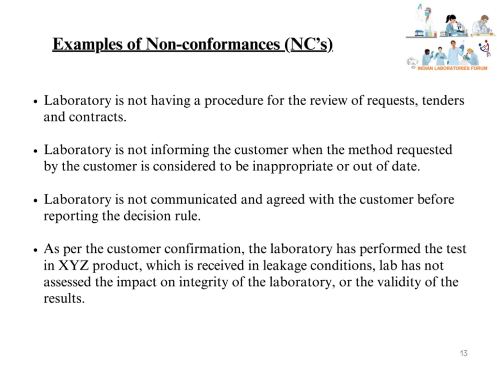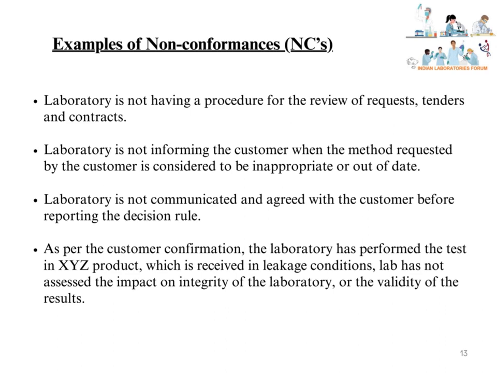Examples of non-conformances as per Clause 7.1. The laboratory does not have a procedure for review of requests, tenders, and contracts. The laboratory is not informing the customer when the method requested by the customer is considered inappropriate or out of date. The laboratory did not communicate and agree with the customer before reporting the decision rule.